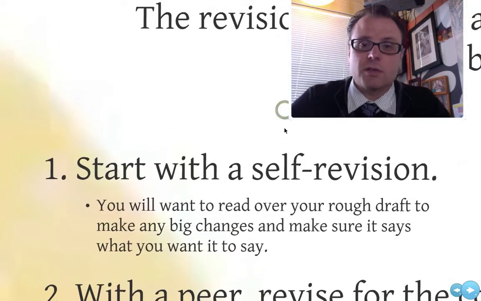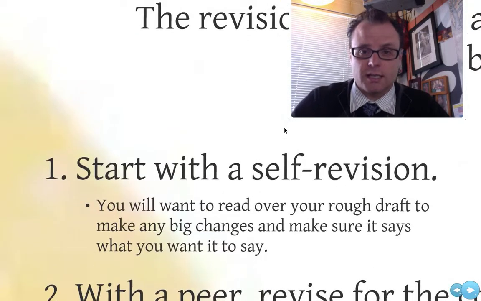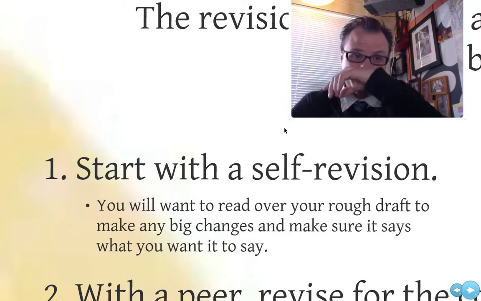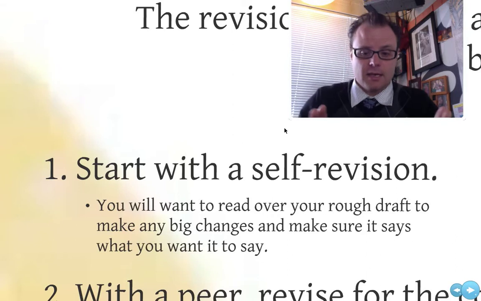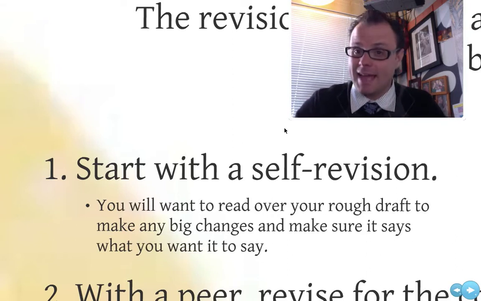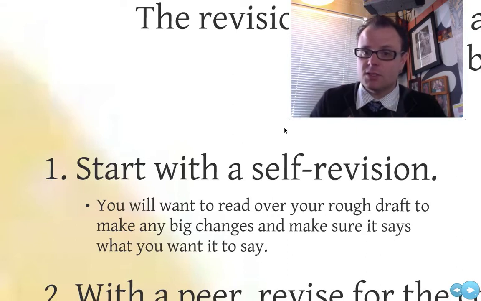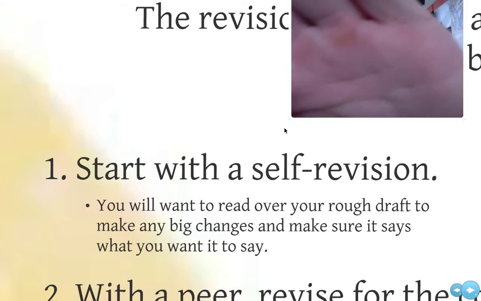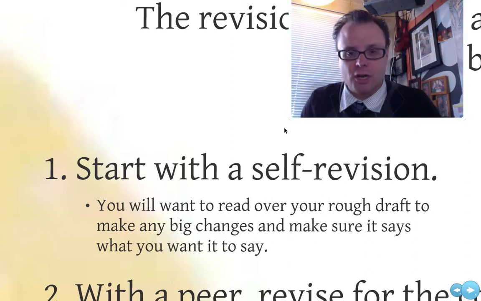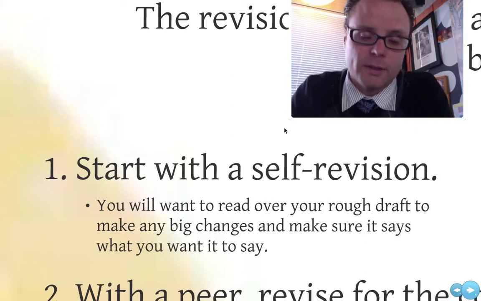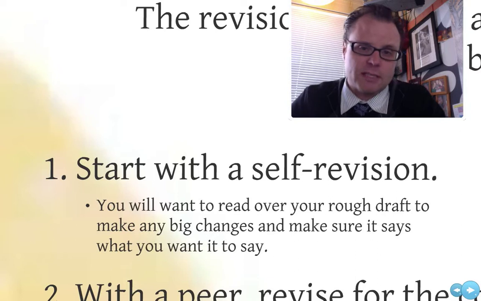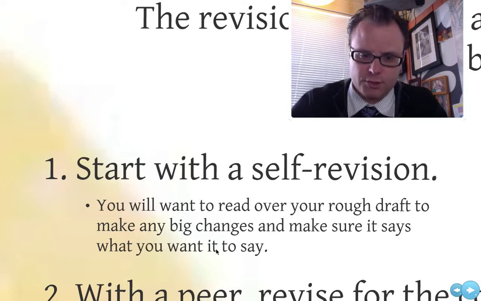Okay, you want to start with a self-revision, which means you take your essay, you look it over, and you make sure it says what you want it to say, the way you want it to say it. Now, one easy way to do this is to write out your rough draft by hand, and then you're going to type it into the computer. When you type it into the computer, you're going to be changing things as you go. So that's like a revision. That's going to be just as good as any revision you do.